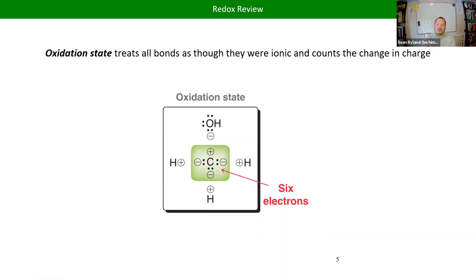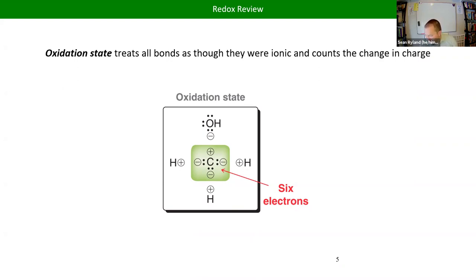So if you have hydrogen attached to a metal, the hydrogen would then be more electronegative than the metal and would have a -1 charge. But if hydrogen's attached to anything nonmetal, hydrogen is always going to be a +1 oxidation state.